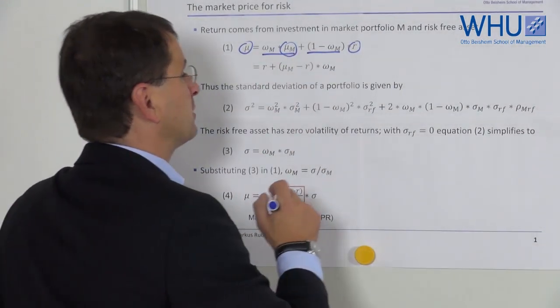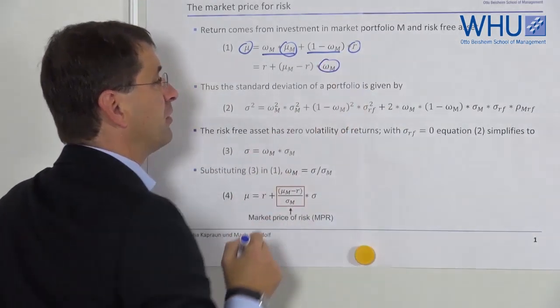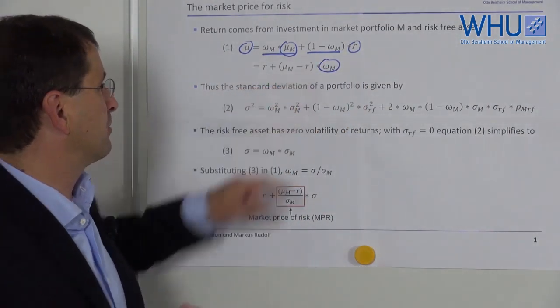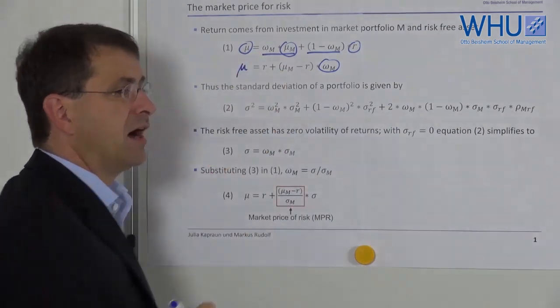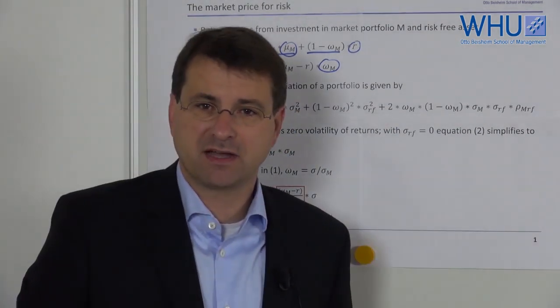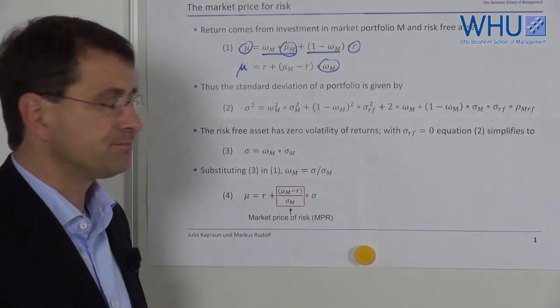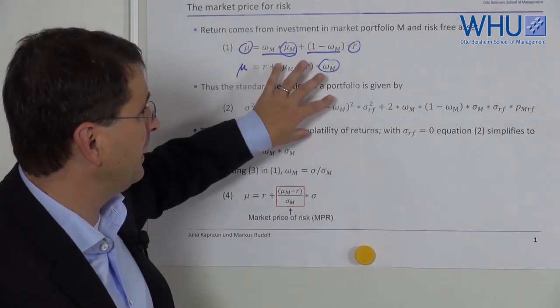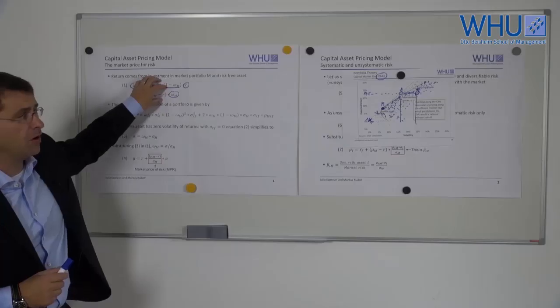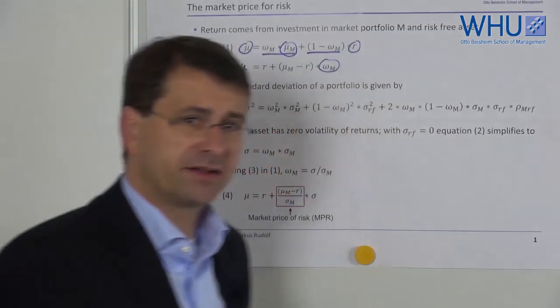If I'm now rearranging terms a little bit and put the Wm out of the brackets, then I obtain this expression, namely mu equals R plus (mu m minus R) times Wm. So that is the expected return mu on an asset which lies on the capital market line.